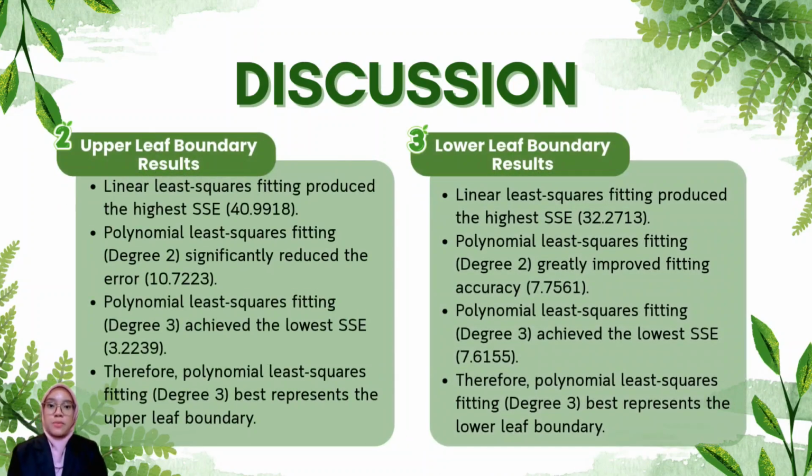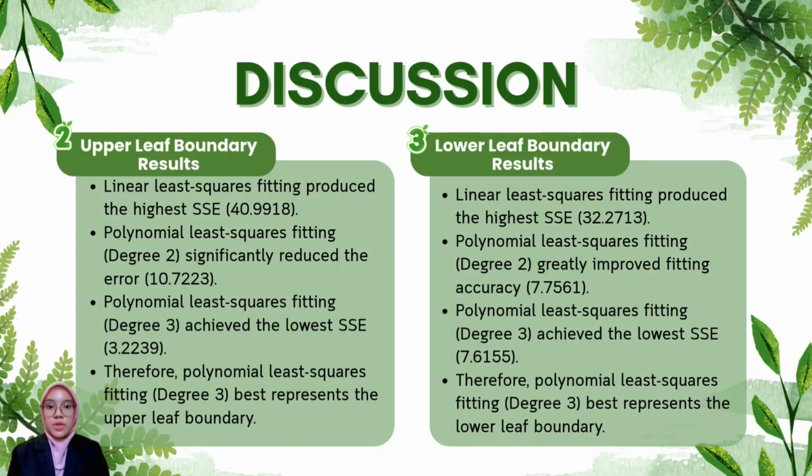So, for the upper leaf boundary, the linear least square fitting produced the highest SSE value of 40.9918, while the polynomial least square fitting degree 2 significantly reduced the error to 10.7223. The polynomial least square fitting degree 3 achieved the lowest SSE value of 3.2239, indicating the best fit for the upper boundary. Also, a similar pattern was observed for the lower leaf boundary.